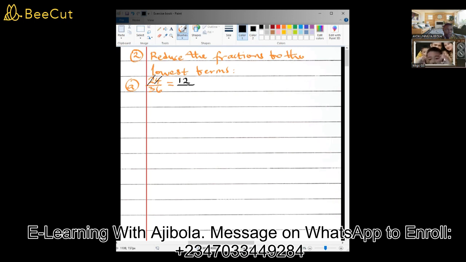Now let us go to the bottom. How many 2 is in 3? That's 1, okay? If you remove 2 from 3, what do you have left? If I give you 3 oranges and you remove 2, how many will be left?